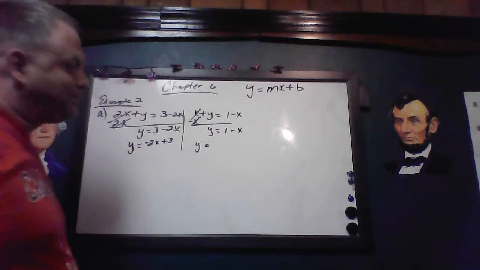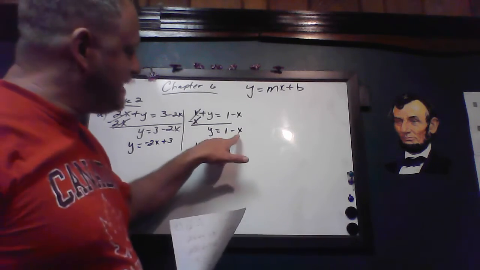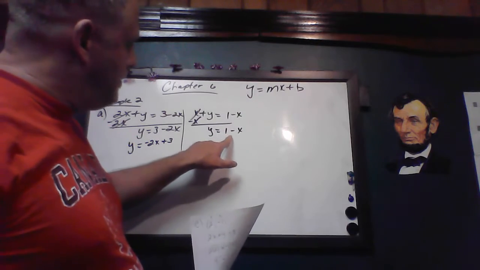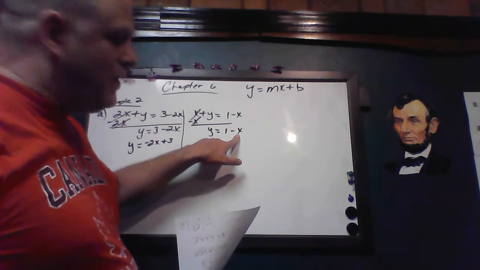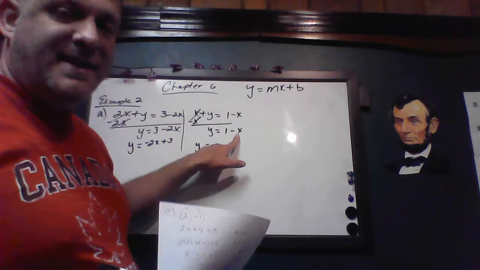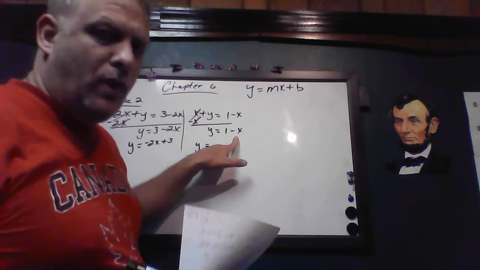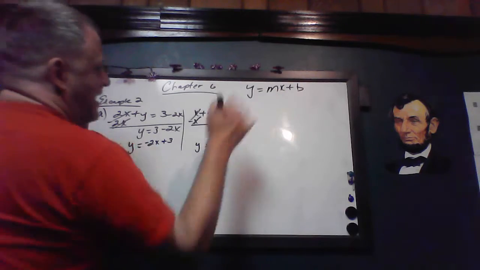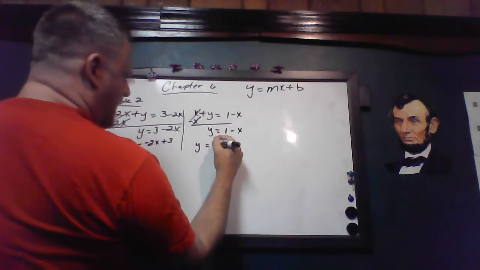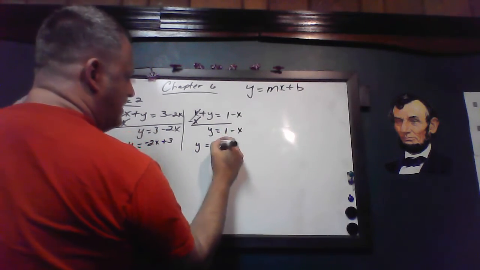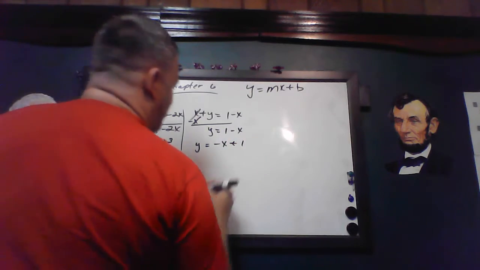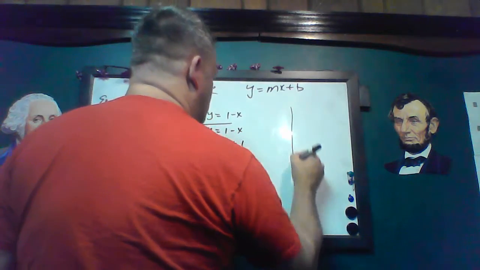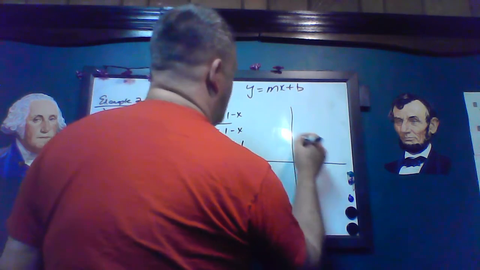And also, guys, some people don't realize this, they're like, well, where's the m? Okay, right here, there is an m there. It's a 1. It's a silent 1, a secret 1 there. x is 1x. So that's where that is right there. So let's see. y equals negative x plus 1. Okay, so now let's graph. Let's graph.